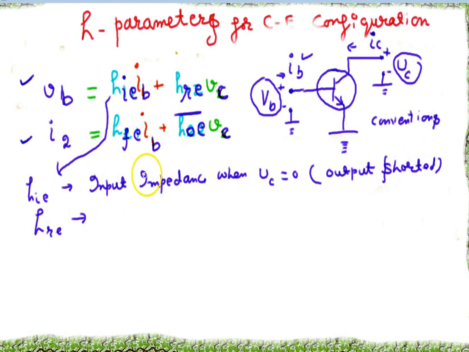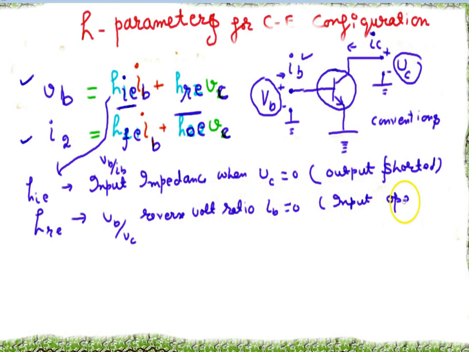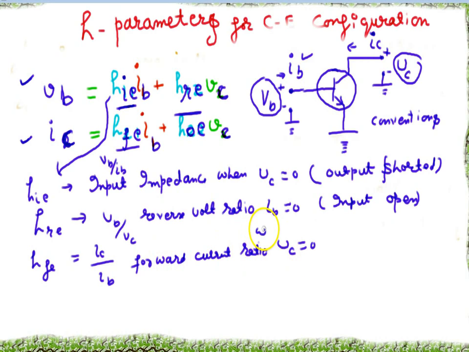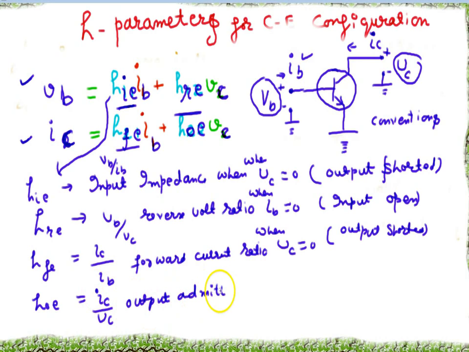VB upon IB is the input impedance, and it is measured when VC equals 0, meaning the output is shorted. HRE is the reverse voltage ratio, because it is input voltage over output voltage. HFE is the forward current ratio, IC over IB. This is the current gain, and it is again measured when the output is shorted. HOE is IC over VC, the reverse of resistance, that's admittance. Admittance means 1 over resistance.